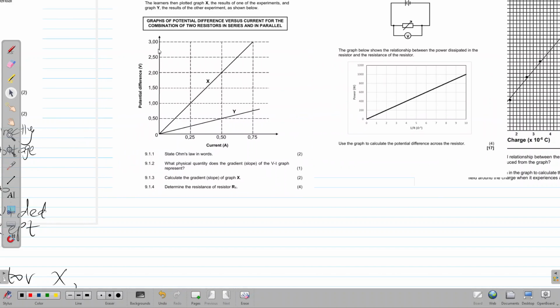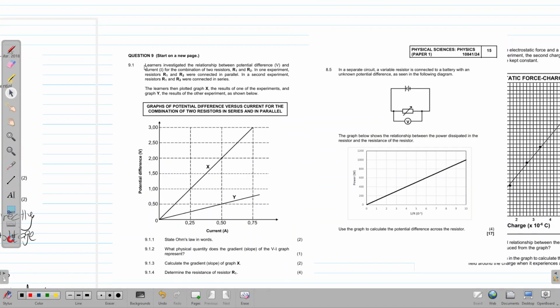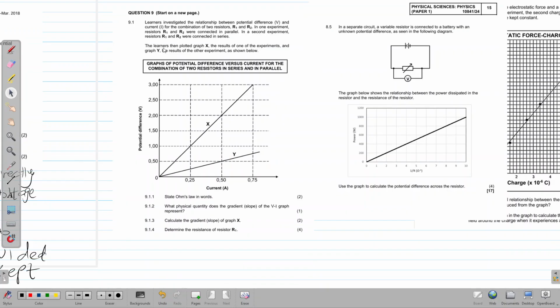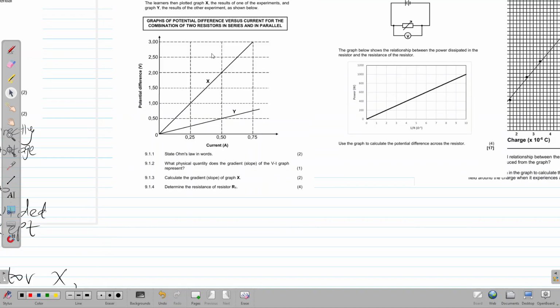Again, we will use the scientific method as well here. So learners investigated the relationship between potential difference V and current for a combination of two resistors R1 and R2. In one experiment, resistors R1 and R2 were connected in parallel. In a second experiment, they were connected in series. The learners plotted graph X, results of one experiment, and graph Y, results of another experiment, as shown below.